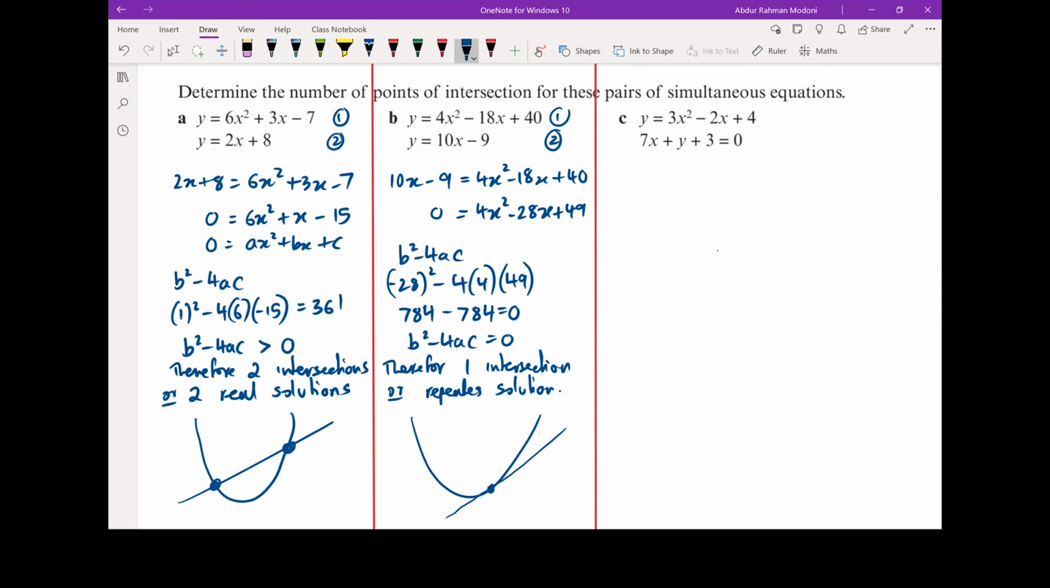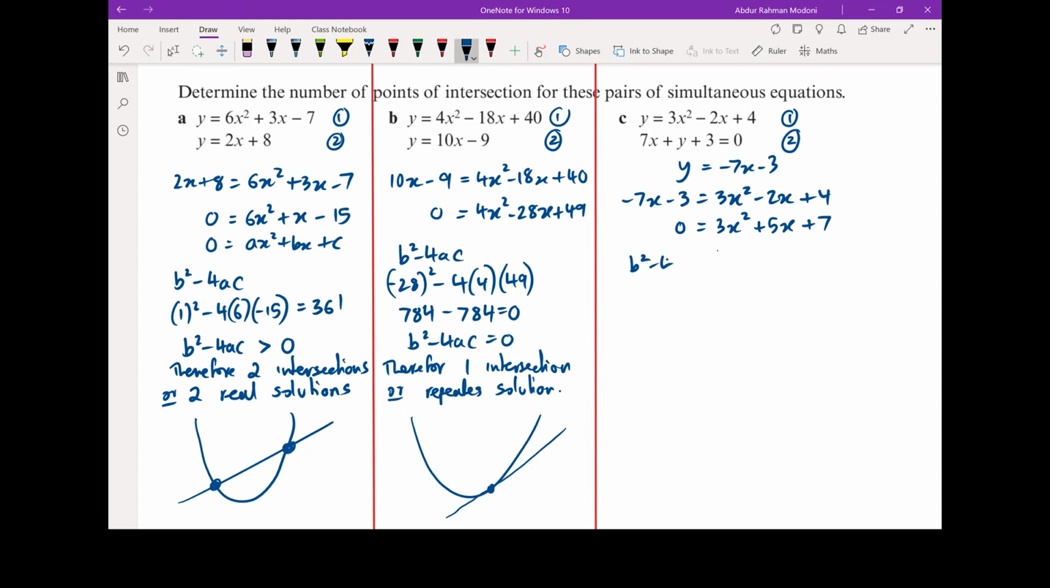Again, start by substituting equation 2 into equation 1, the easy one into the harder one. We need to rearrange this a bit, so it will be y is equal to minus 7x minus 3. Substituting into equation 1 gets us minus 7x minus 3 is equal to 3x squared minus 2x plus 4. Make it equal to 0 to get it into the form of ax squared plus bx plus c equals 0. Get 3x squared plus 5x plus 7.